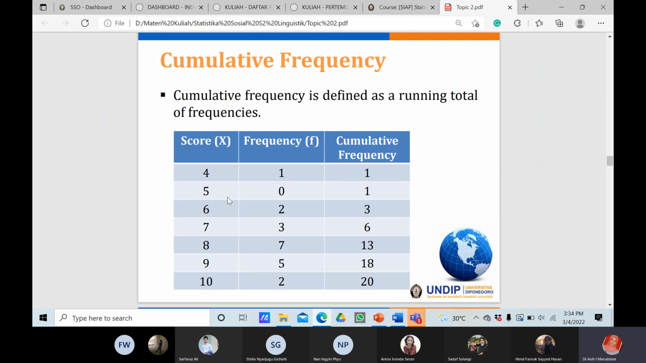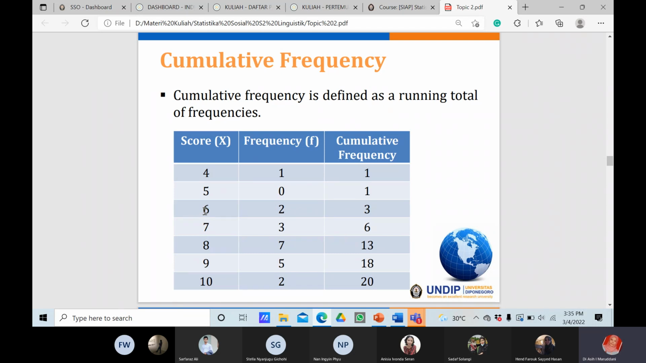Okay, can you understand me? Yes. So cumulative frequency doesn't necessarily mean that the student got that score. It means that score or less than that score, right? Yeah, less than or equal. Okay.